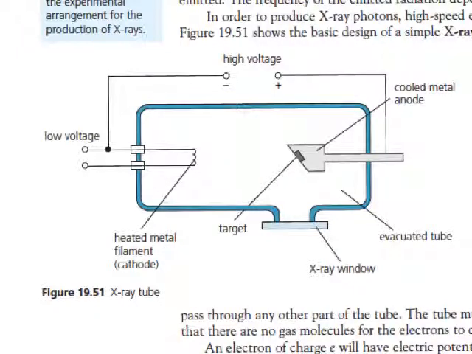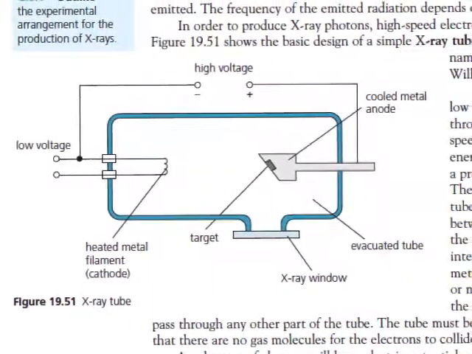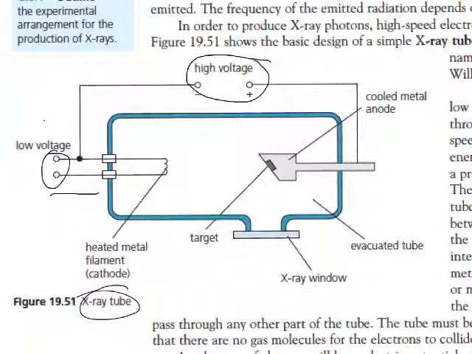So how are X-rays generated? Well, you need an X-ray tube like this one. Okay, so you see this is the standard X-ray tube, and it comprises two circuits. One with a very low voltage, which is this one here, and one with a very high voltage, which is across the whole of the tube there.